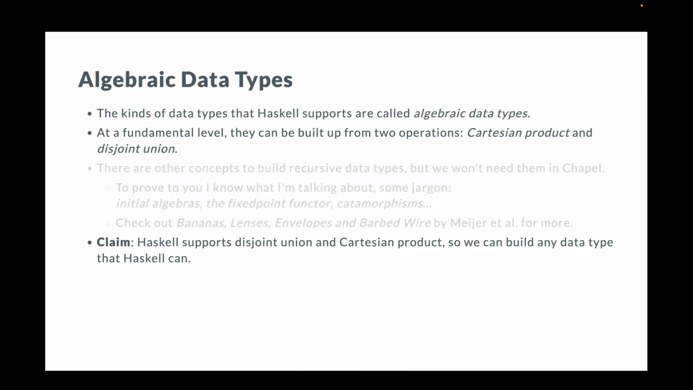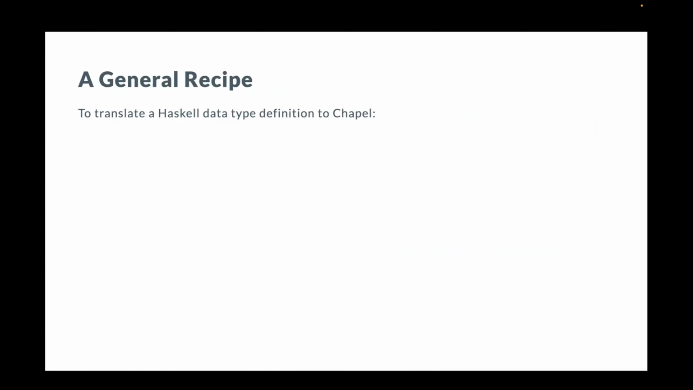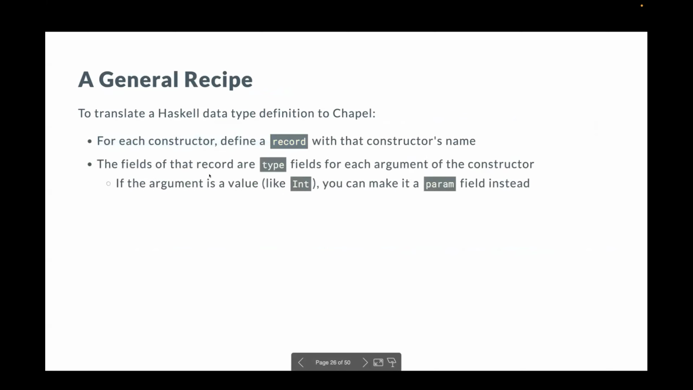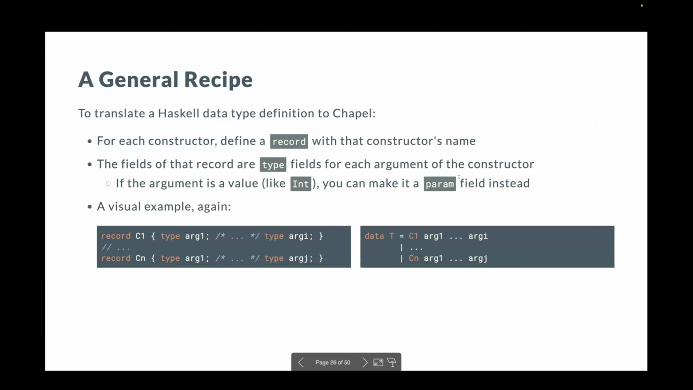And I believe this claim is true, though I won't be able to give you very precise evidence in this talk. But here's a general recipe. So suppose you have a Haskell data type with a bunch of constructors. For each constructor, you can define a record to introduce a new type with that constructor's name. And for each field in this constructor, you will have type fields in that record. And if you have primitive types like integer, you can use params instead of types.